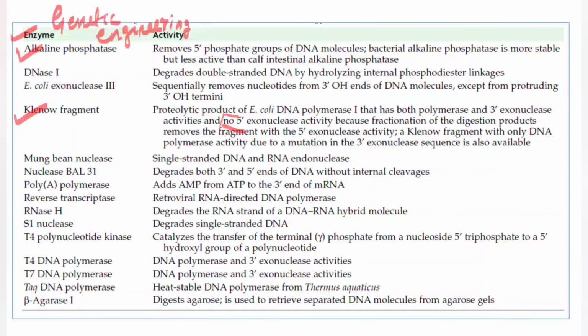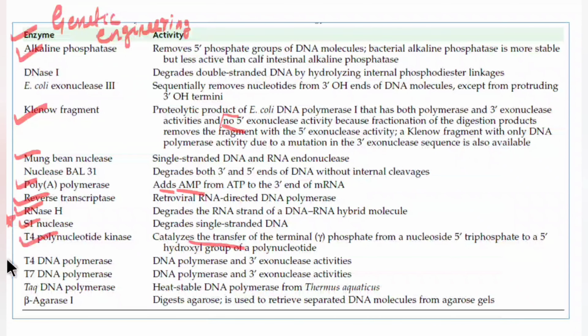through subtilisin. After that, Mung-bean nuclease, which is a single-stranded DNA and RNA endonuclease, meaning it cleaves single-stranded DNA or RNA. Poly-A polymerase is responsible for addition of AMP from ATP to the 3' end of the mRNA. Reverse transcriptase RNase H, which is very important, is responsible for the degradation of the RNA strand, particularly from the DNA-RNA hybrid. Then S1 nuclease, and T4 polynucleotide kinase, which is responsible for the transfer of terminal phosphate from a nucleotide 5' triphosphate to a 5' hydroxyl group of a polynucleotide.